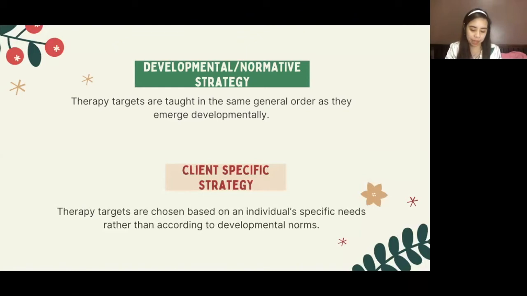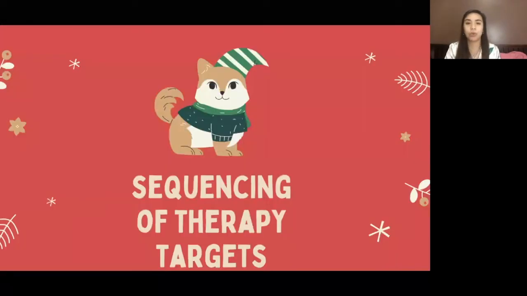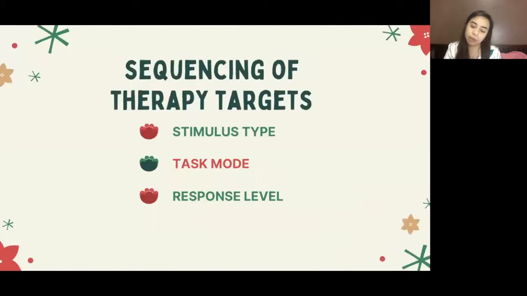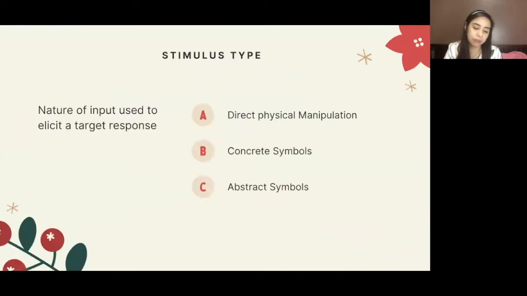Next, sequencing of therapy targets. So how do we sequence our goals? There's stimulus type, task mode, and response level. Stimulus type is the nature of input used to elicit a target response. There are three types of stimulus types. Direct physical manipulation. So this is when during face-to-face, you have the toys in front or the books, or for geriatrics, the flashcards, memory cards.